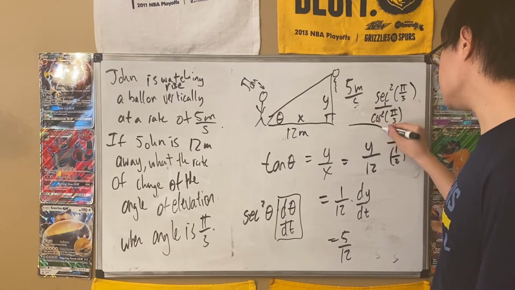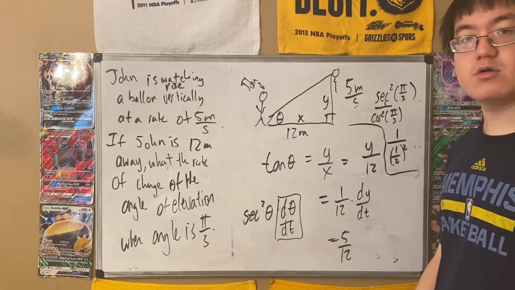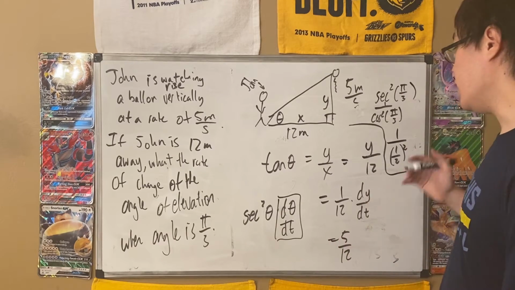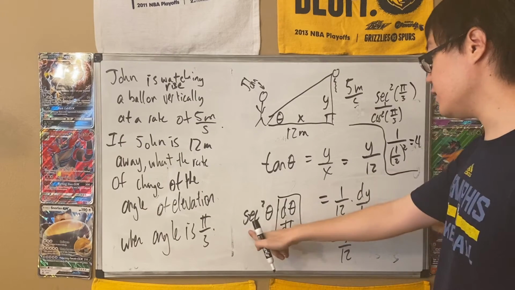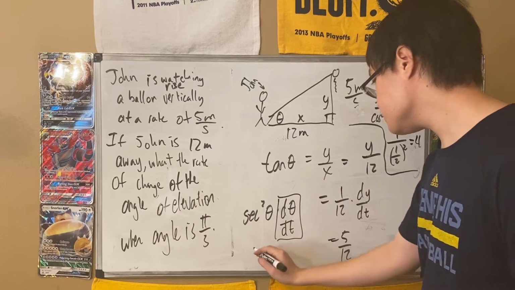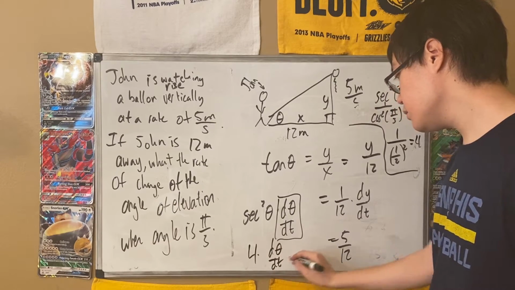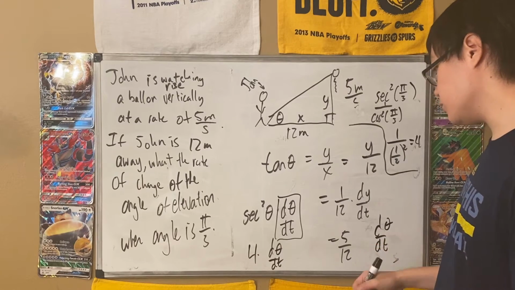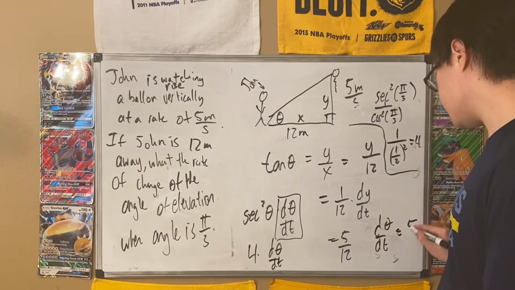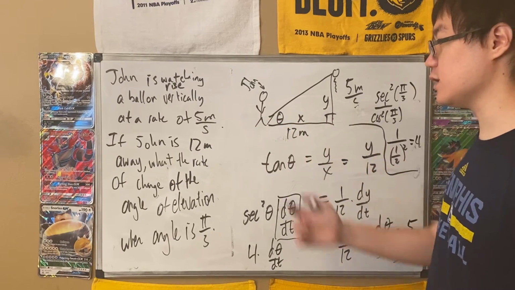So this is just trying to find secant squared of pi over 3, so a little bit of trig. 1 over 1/2 squared, that's going to be 1 over 1/4. And then 1 over 1/4 is 4. So that's just a little bit of computation to find secant squared of pi over 3. So it's going to be 4 times d theta dt. So what's our answer? Well, our answer is that d theta dt is equal to 5 over 48 radians per whatever the unit is, seconds.